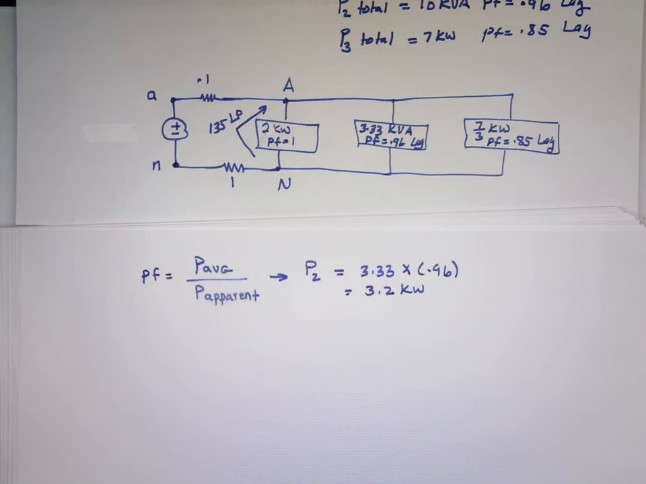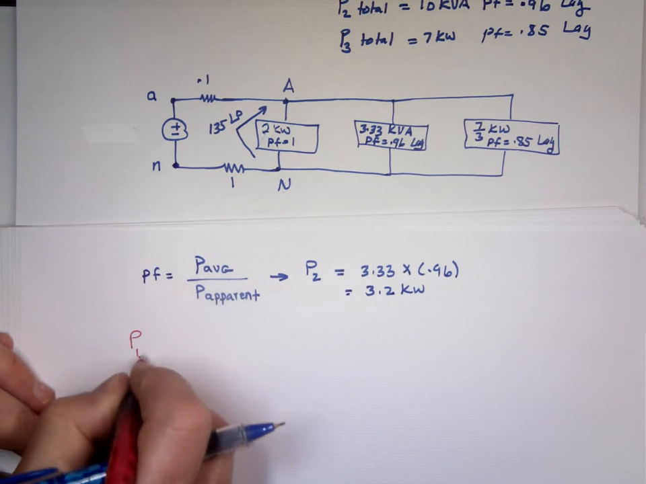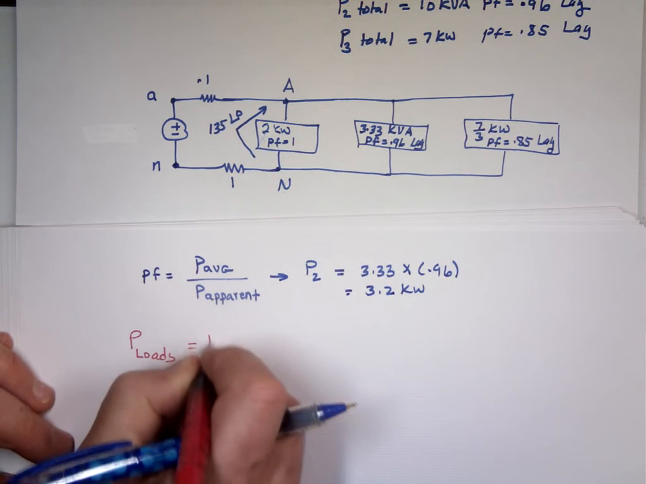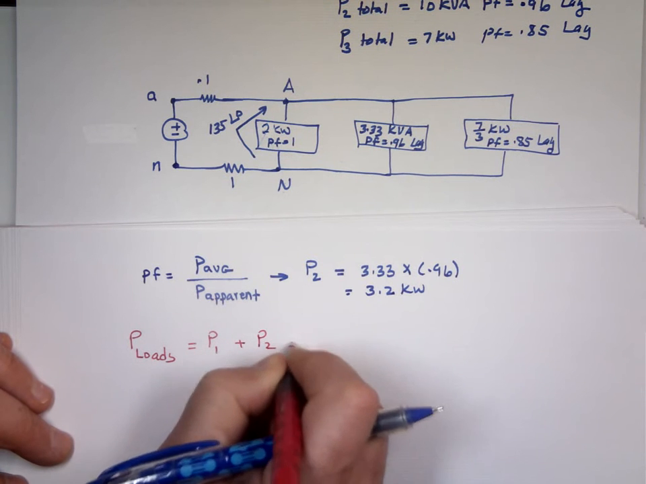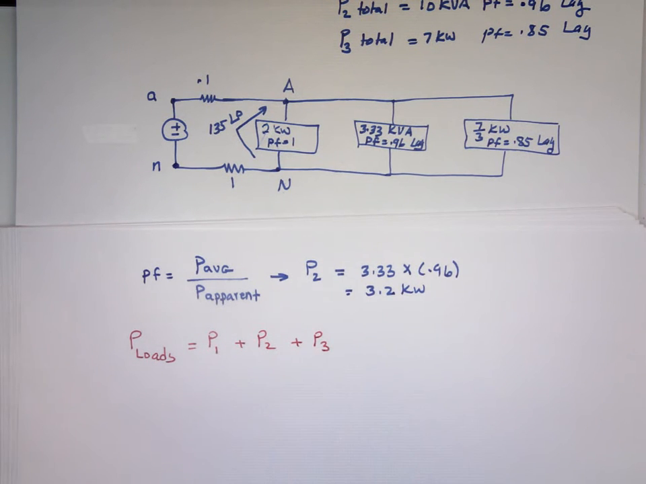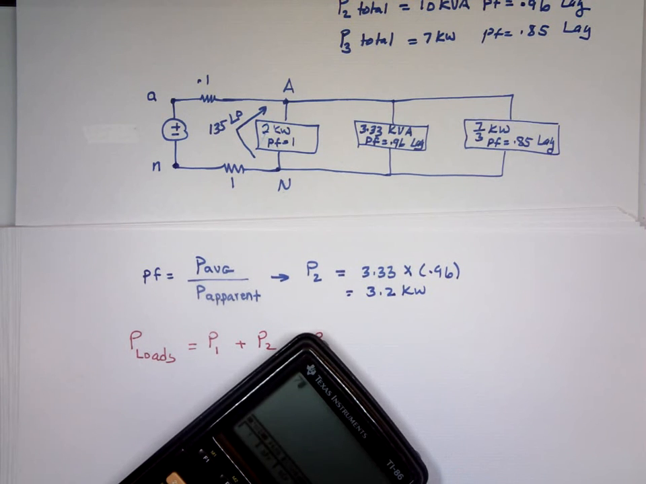Okay, the first question is, what is the total power absorbed by the load? The loads, all of them. This is P1 plus P2 plus P3. That's per phase, by the way. So what do we have? What's 7 divided by 3? Is that 2.33?